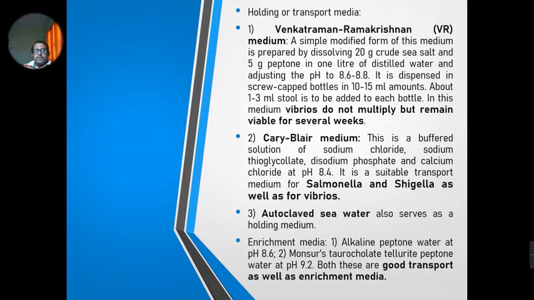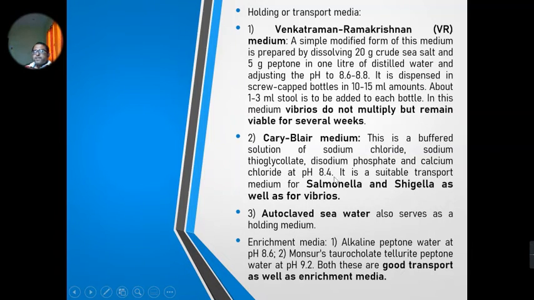The second transport medium is also known as the carrier layer medium. Now this carrier layer medium contains sodium chloride, sodium thioglycolate, disodium phosphate, calcium chloride, and it also has an alkaline pH of 8.4.